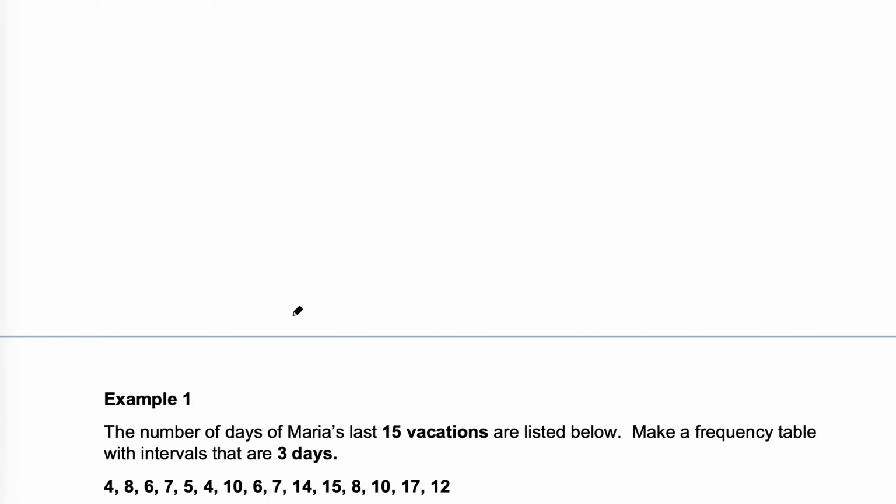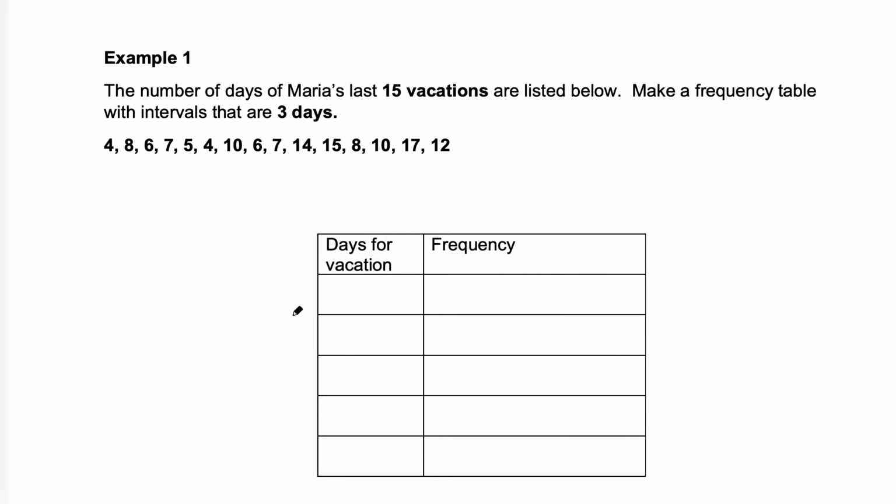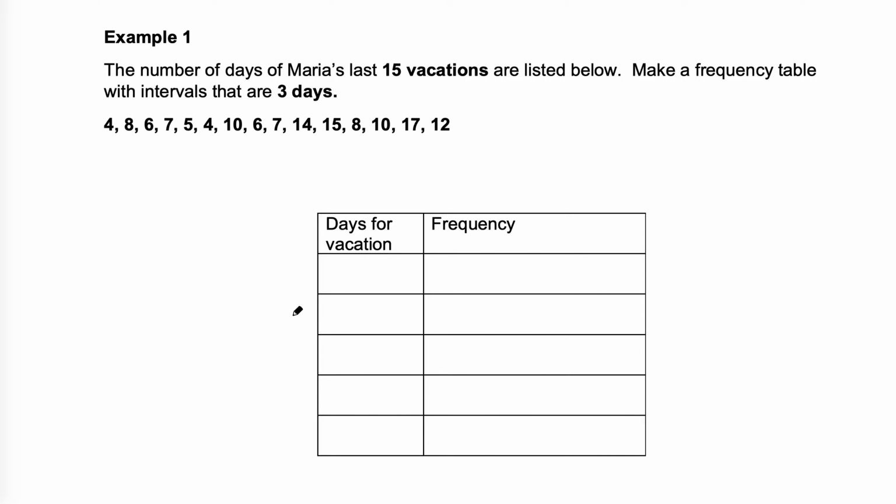Okay, moving on. Let's make a frequency table together. The number of days of Maria's last 15 vacations are listed below. 15 vacations? I wish I got to do 15 vacations. Make a frequency table of those that have intervals of 3 days apart.